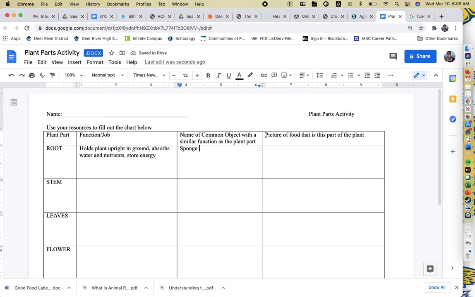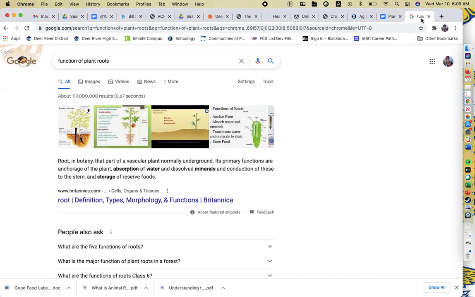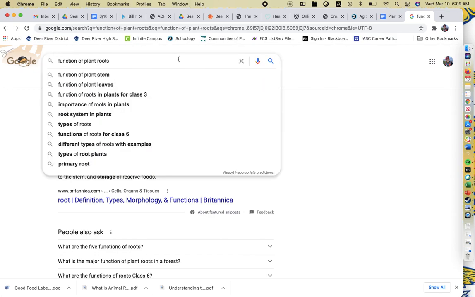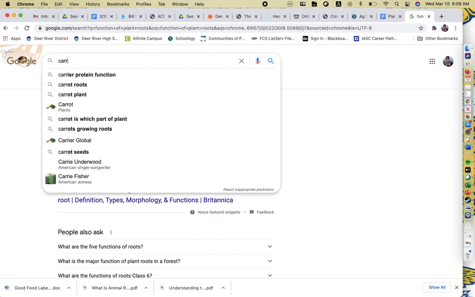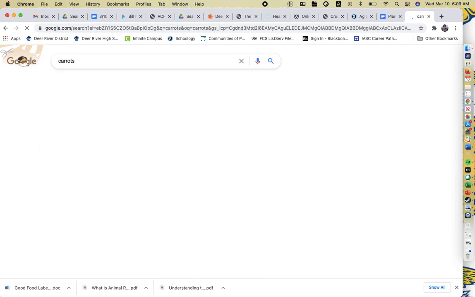So then what we want to do is we want to find a picture of food that is this part of the plant. So I want to find a food that is the root. I happen to know that carrots come from the roots, so I'm just going to look up carrots.